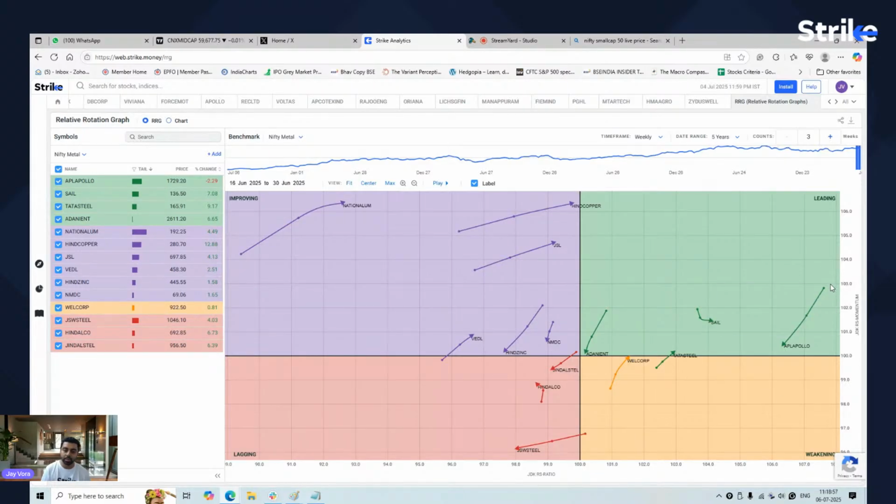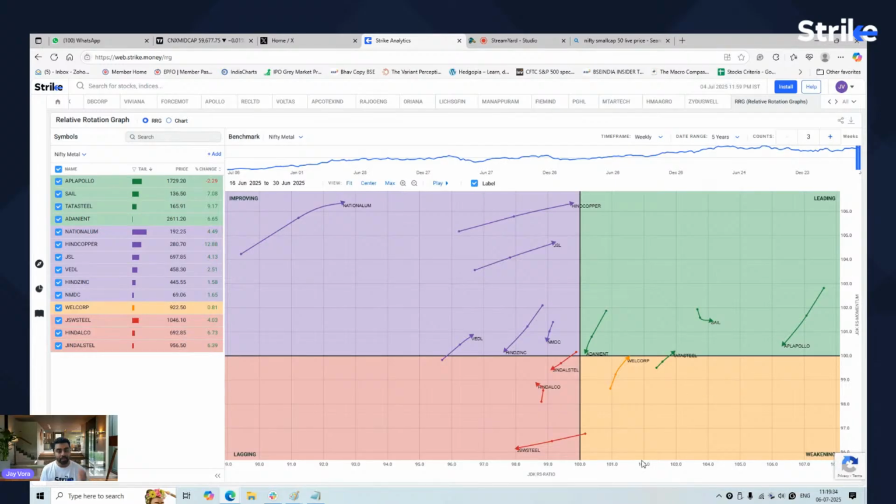What is happening now? Say APL Apollo, this is in leading. This has been an outperformer, but you can see that this line is falling, which means its relative strength is also going down, and its underperformance is also happening at the same time. So this is at the risk of going to weakening, and if the same trend persists, then it will eventually lead to the stock going to the lagging quadrant as well. And that is where some sort of underperformance can occur.